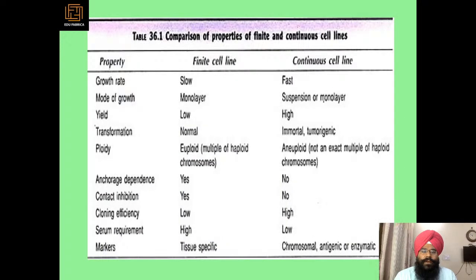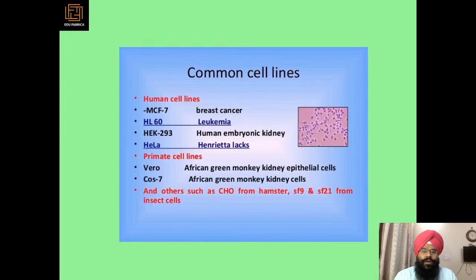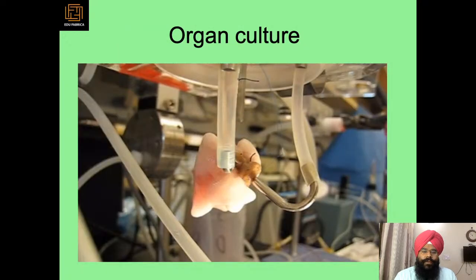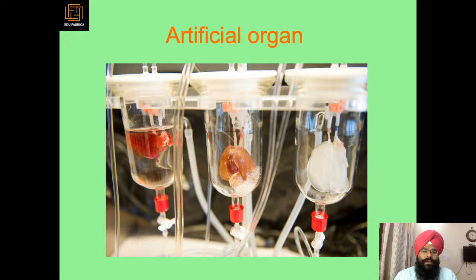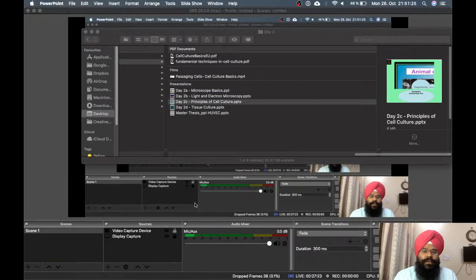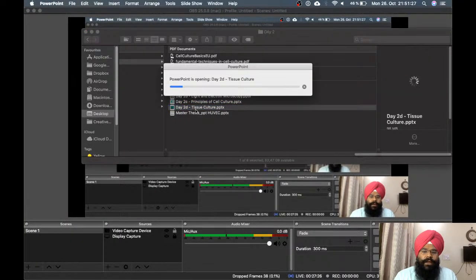We are done with this part. So these are the common cell lines. Human cell lines are MCF, HL60, HEK, HeLa cells, from Henrietta Lacks, leukemia, and human embryonic kidney cells. Primate cell lines are Vero, COS7, another is CHO from hamsters, and SF9, SF21 from insect cells. So this is an organ culture. These are artificial organs growing in chambers. So that's it. We are done with this part.